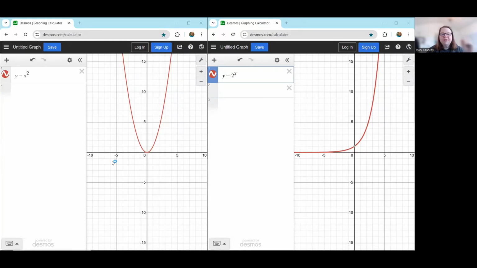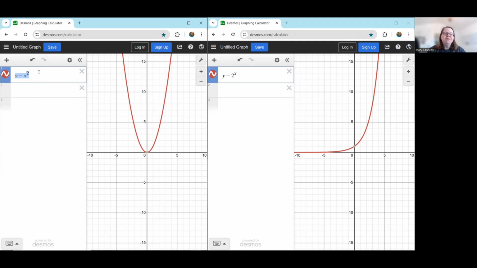Hey guys, let's talk about transformations of function families. We're going to look at two function families, a quadratic function, y equals x squared, and then over here, y equals 2 to the x. All right, so let's talk about transformations. Transformations just means moving it around. That's what we're saying here.